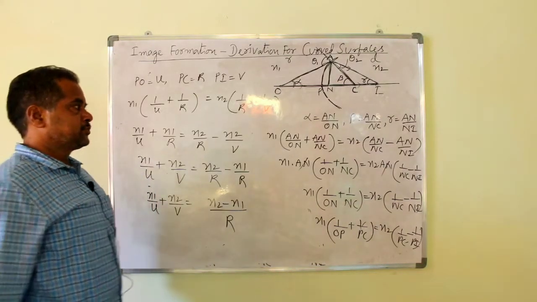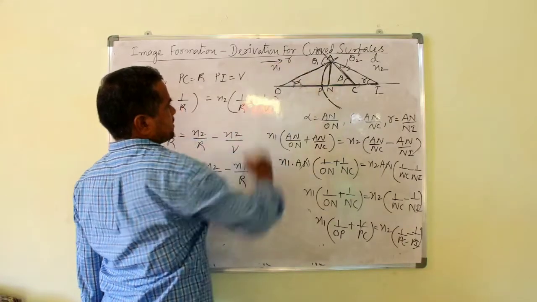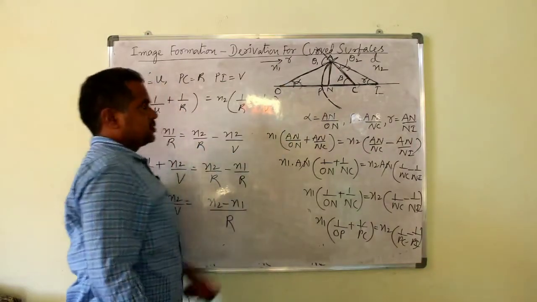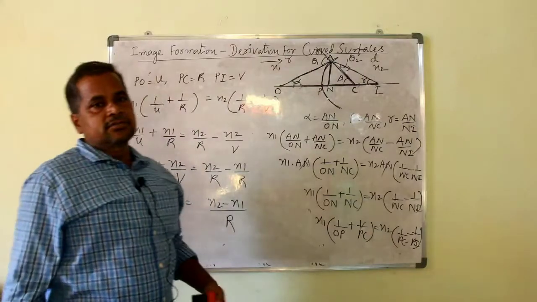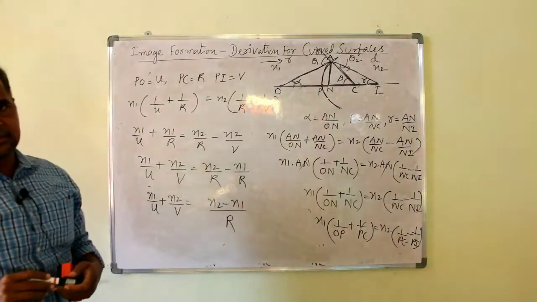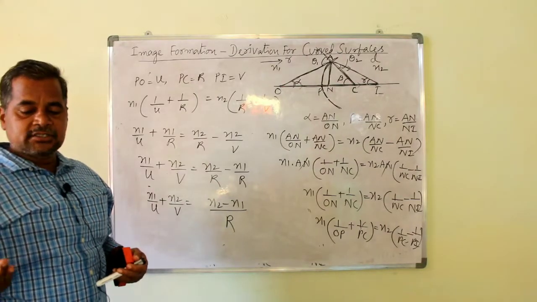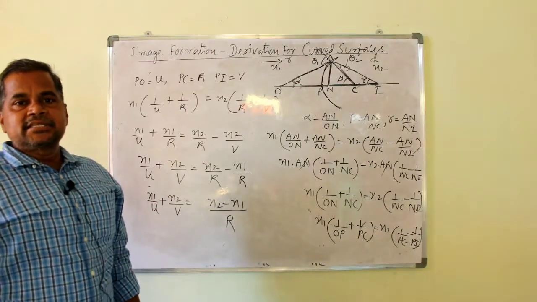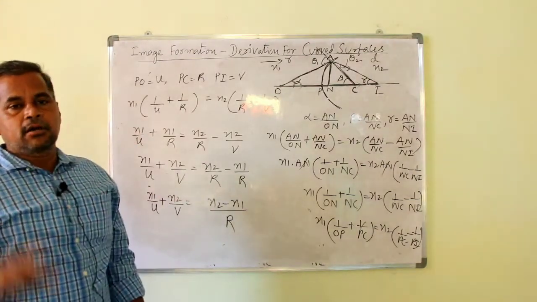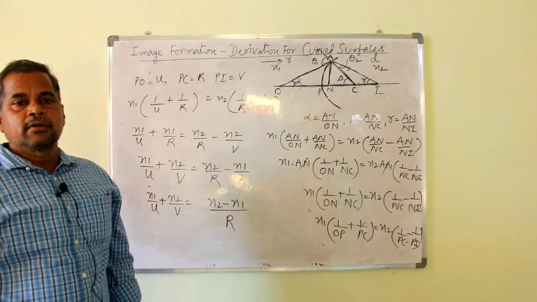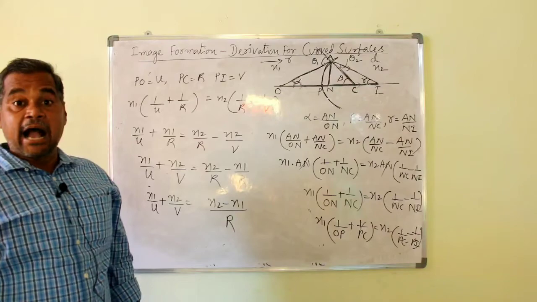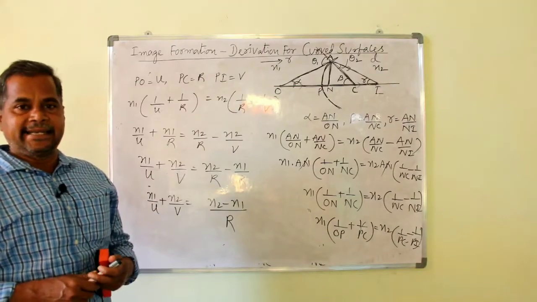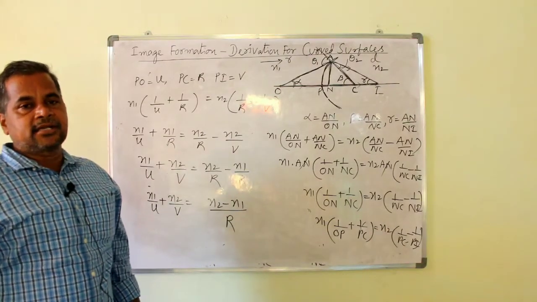Number 2. Here the incident light direction is like this, because the point object is placed at the point O on the principal axis. While measuring any distances, such as the distance of the object, the distance of the image, or the radius of curvature, in the direction of the incident light, we take positive values. While measuring these distances opposite to the incident light direction, we take negative values. That is the second sign convention.